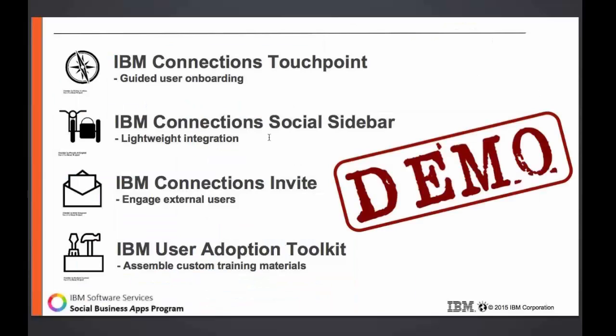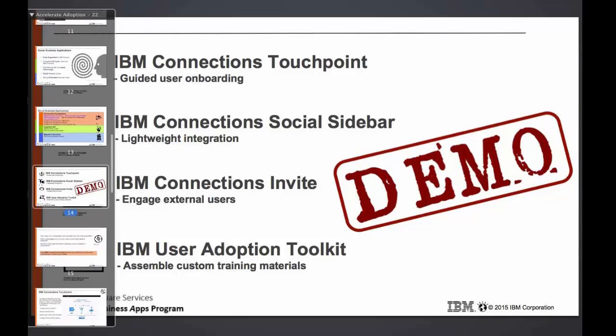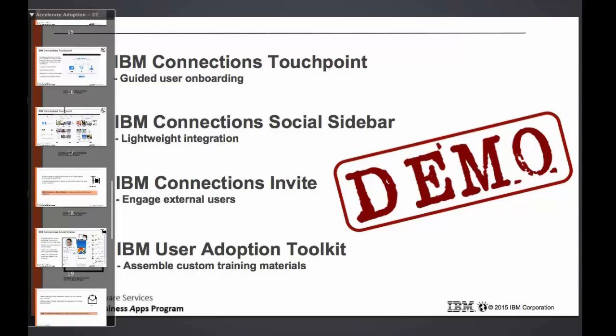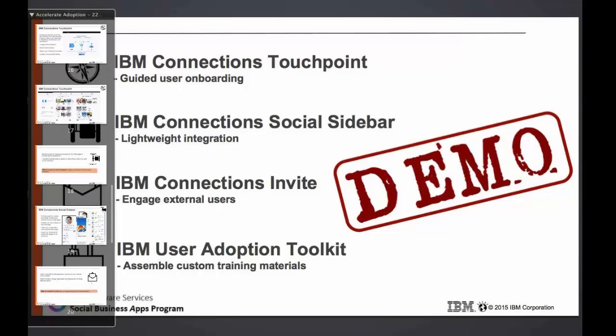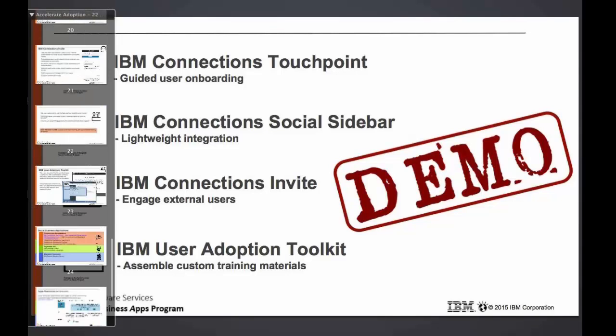So I showed you those four elements, right? Touchpoint for guided onboarding, social sidebar for lightweight integration, Invite for engaging internal and external users, and the user adoption toolkit for assembling those training materials. I'm going to skip through, and you'll see in the presentation some more details on each of those items, including some screenshots and where to find further information.